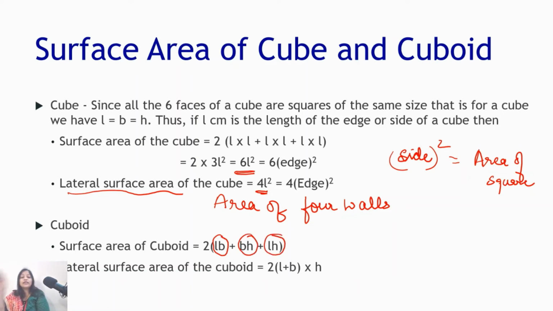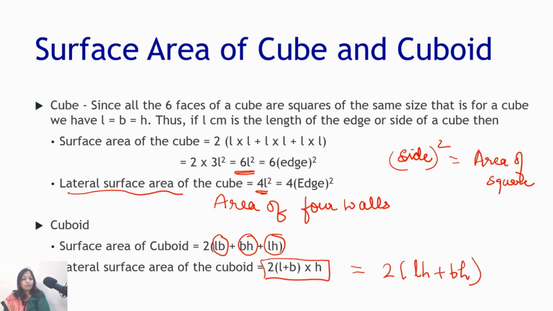Lateral surface area is again related to walls. Now, ceiling and floor have to be excluded. Ceiling area is length into breadth. Floor area is also length into breadth. So, just exclude it. So, what do you get? 2 times LH plus BH. Now, if you take H common from here, you get this formula: 2 times (L plus B) into H. So this was about cube and cuboid's surface areas.